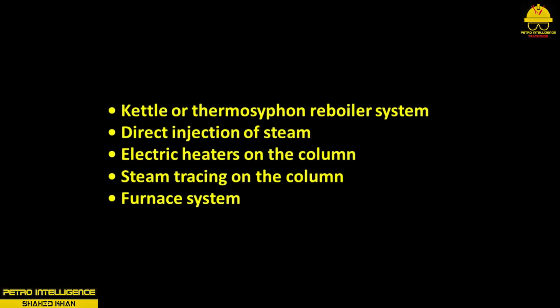Heat balance inside the packed column is maintained with one or more of the following systems. Kettle or thermosiphon reboiler system. Direct injection of steam. Electric heaters on the column. Steam tracing on the column. Furnace system. A kettle reboiler is a device designed to add heat to the column.